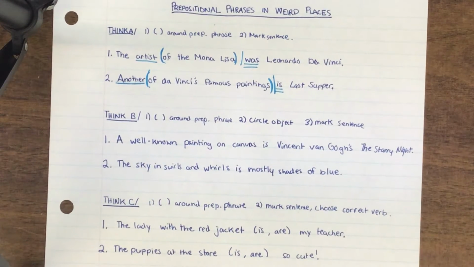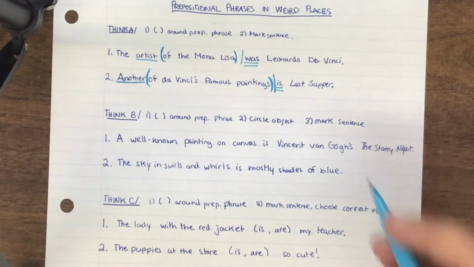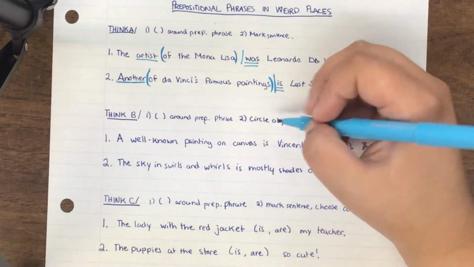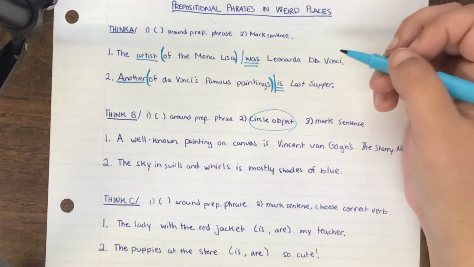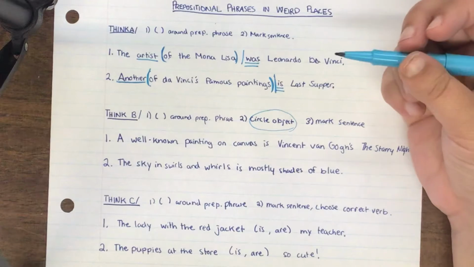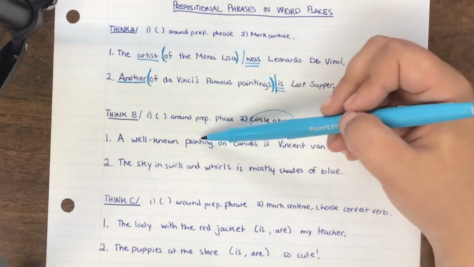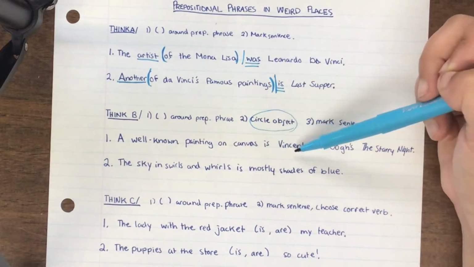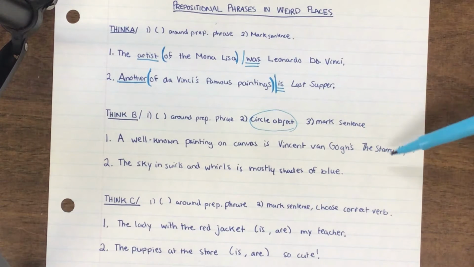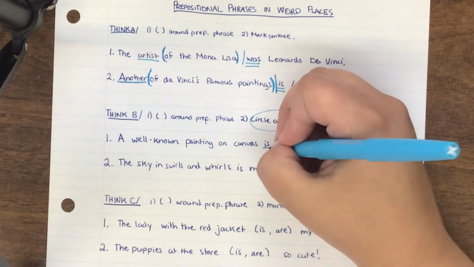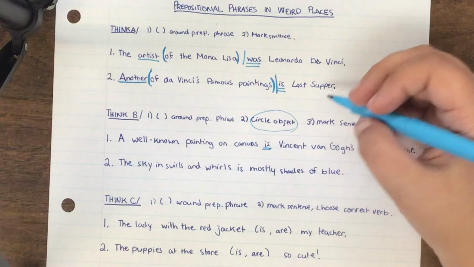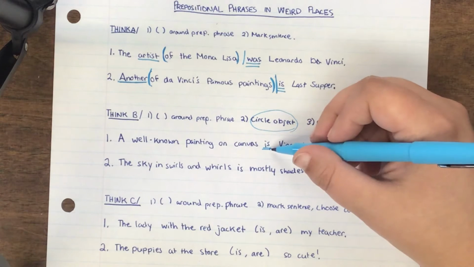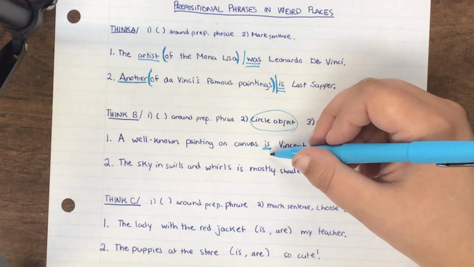Okay, Think B is very similar. We're doing the same thing, except this time when we do our prepositional phrases, we're going to circle the object of the preposition, the what part of the preposition. So let's see how that works. A well-known painting on canvas is Vincent van Gogh's The Starry Night. So first of all, I'm going to start by finding my verb. Here we go. Is, another one of those tricky verbs. Is my verb. Who is or what is?